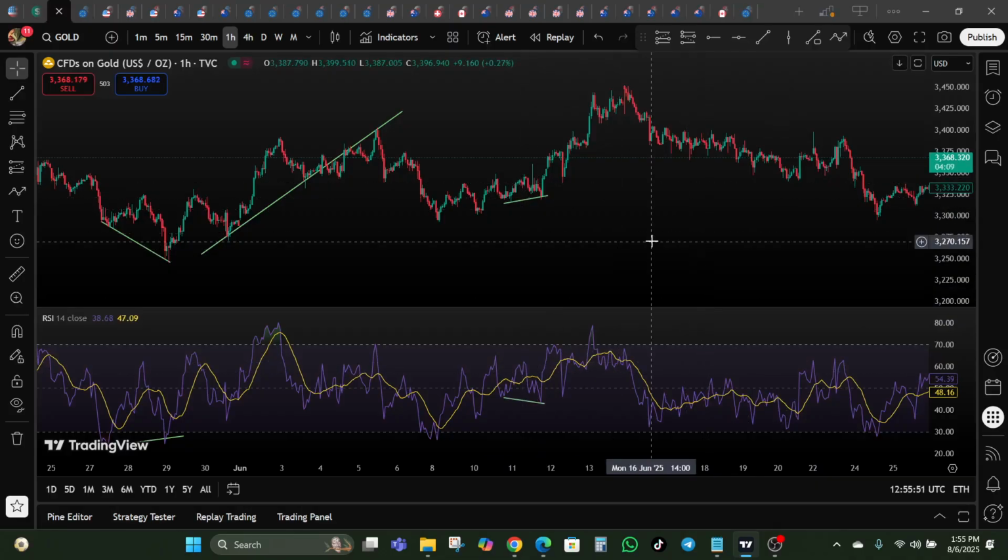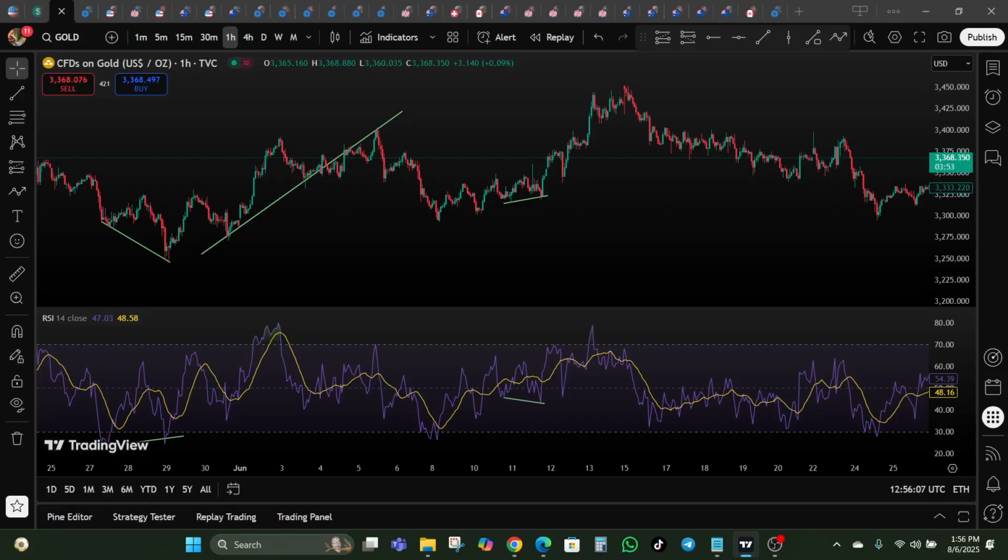You can use it during pullbacks in trending markets to find entries with momentum. Combine hidden divergences with maybe EMAs or trend lines for stronger setups. Don't just rely on the RSI alone. Combine it with structure, candle confirmation, and key levels. RSI divergence trading gold is quite a high probability setup, especially when the market is overextended.